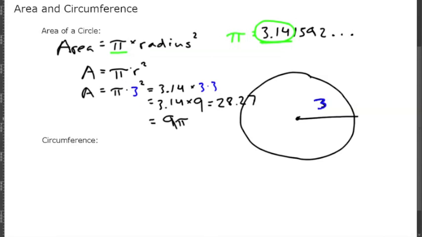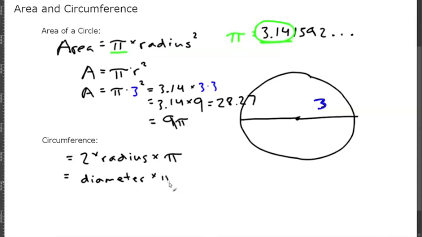Now let's look at circumference. The circumference of a circle is like the perimeter. So it's how long this outside line is. That's what we're looking at. The circumference is equal to 2 times the radius times pi. However, 2 times the radius is also the same thing as the diameter. So that would be the diameter times pi. So you can use either formula for the circumference.